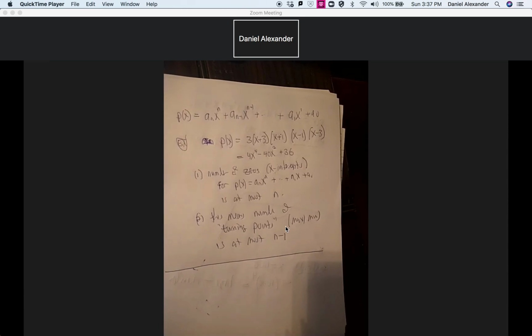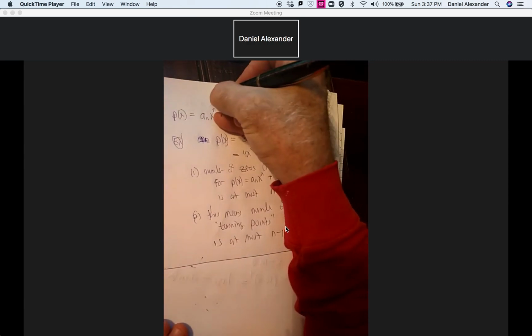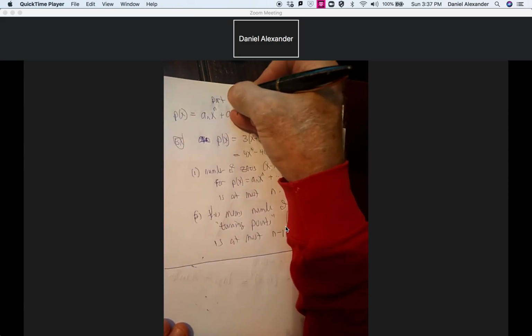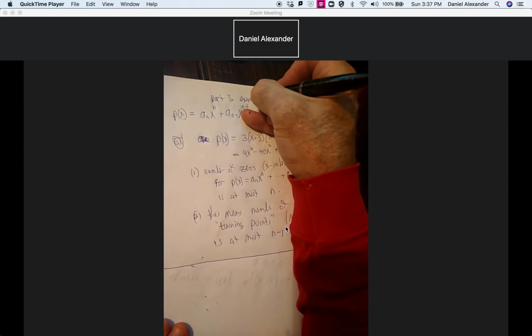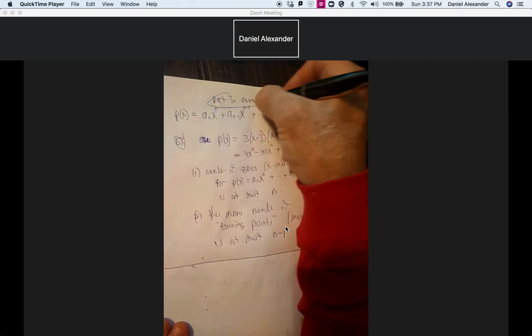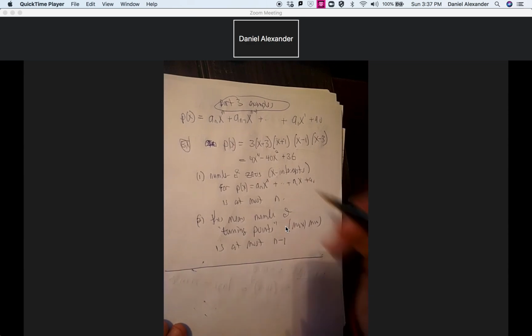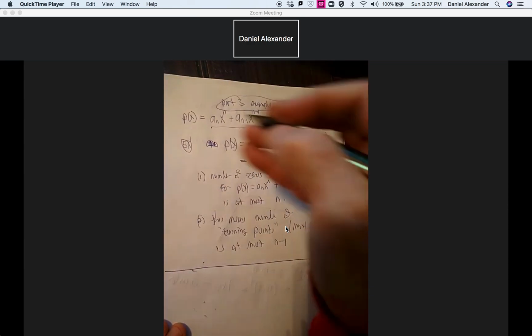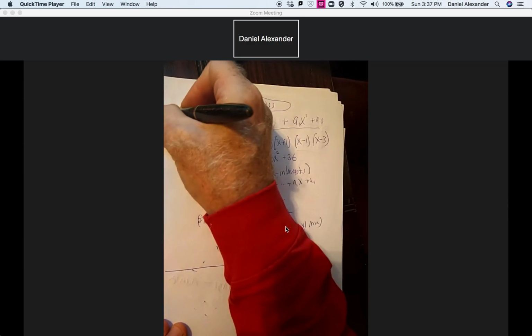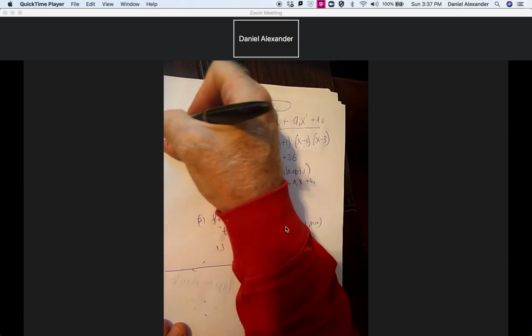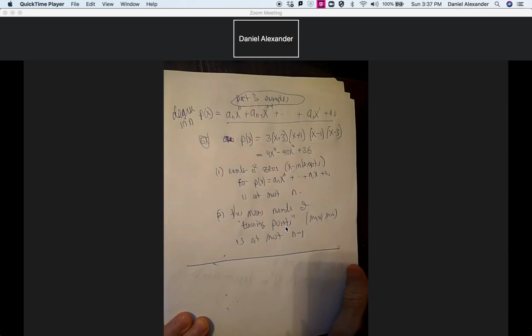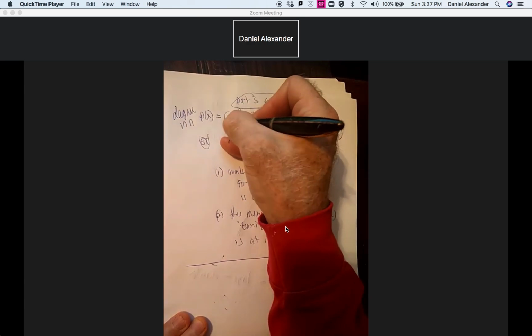Hello. I'm going to finish up. This is the third part of the video, and we're going to do examples. So I just want to summarize where we've been. This is what a polynomial looks like. Its degree is the highest coefficient, I'm sorry, the highest exponent, so n. This is the leading coefficient.